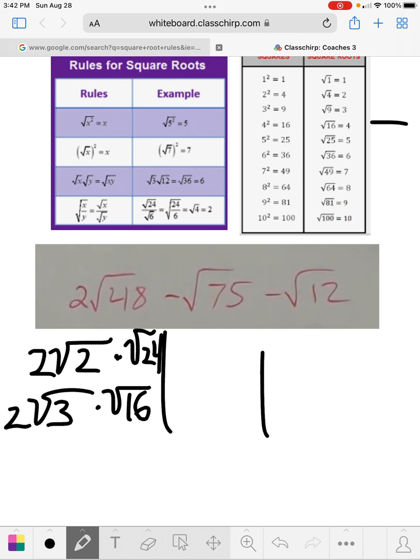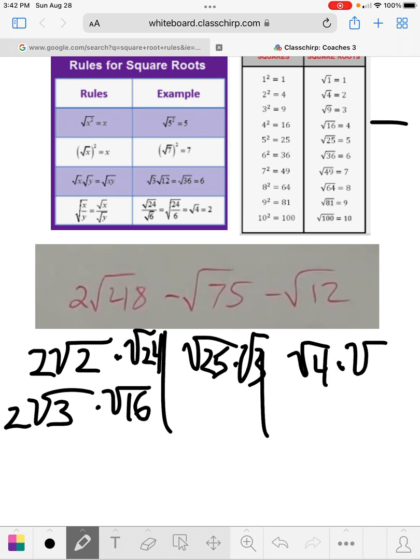Okay, let's try the 25. So on that, I can already see it: square root of 25 times the square root of 3. And we're back to 3 with the radicand, so that's pretty good. Now let's see on the 12: square root of 4 times the square root of 3. So we get 3 for a radicand.